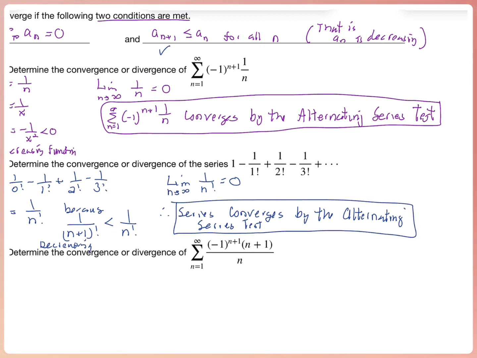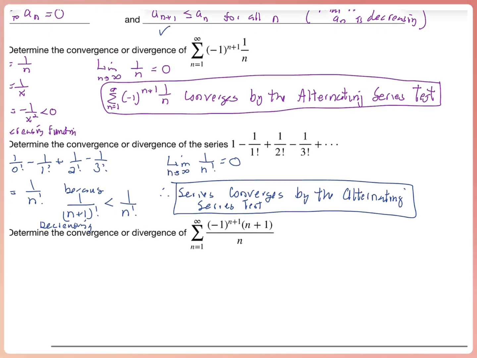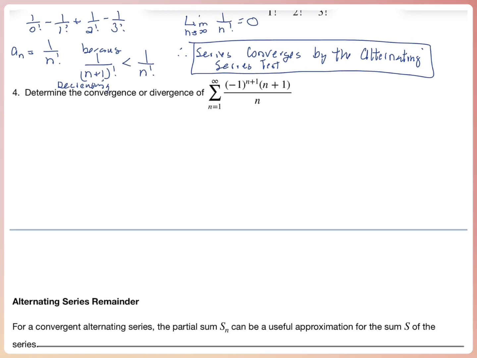Okay, let's do one more. Let's determine the convergence or divergence of the summation from n equals 1 to infinity of negative 1 to the n plus 1 power times n plus 1 over n. All right, so our a sub n term in this case is going to be n plus 1 over n. Notice our a sub n is just everything but the alternating part, that negative 1 to the n plus 1 power.